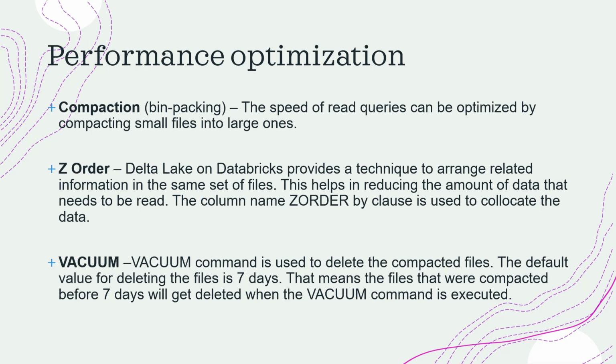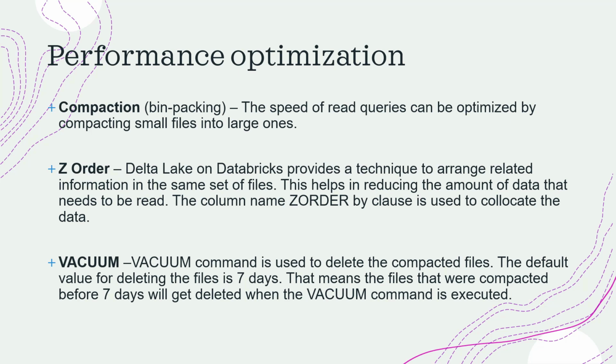The speed of read queries can be optimized by compacting small files into larger ones. So Delta tables automatically do bin packing or compaction, by which they are not reading small files; they are combining small files into larger ones, which will definitely give a performance boost.